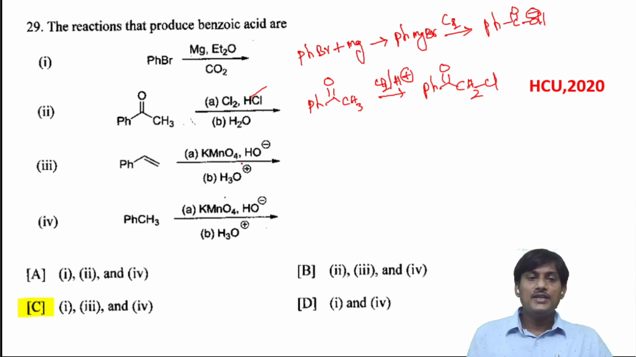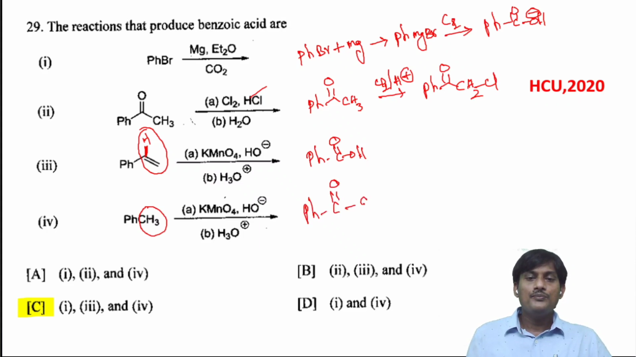Here, Ph styrene, this is a styrene molecule. When you treat with KMnO4 in the presence of OH minus, after acidic treatment, this one will be converted into benzoic acid, PhCOOH. Okay. When there is a hydrogen at this position, the whole group will be converted into COOH. And here also there is a hydrogen, so this whole group will be converted into COOH and there is a formation of benzoic acid. So among the 4 reactions, the first one, third one and fourth one will give benzoic acid. So this is the correct option.